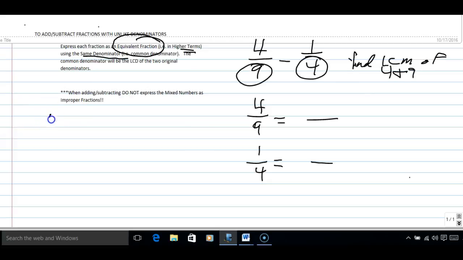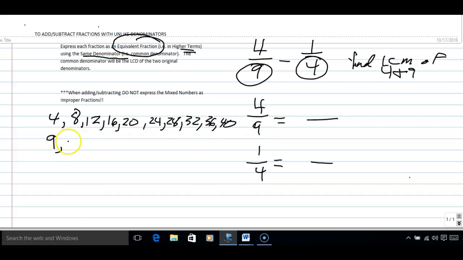So if you do not know what the LCM of 4 and 9 will be, what you need to do is just make a list and look at the multiples of 4, look at the multiples of 9, and stop when you have a match. So the multiples of 4 are 4, 8, 12, 16, 20, 24, 28, 32, 36, 40. The multiples of 9 are 9, 18, 27, 36. Stop, I have a match. So the LCM, or the common denominator, for these two fractions will be 36.